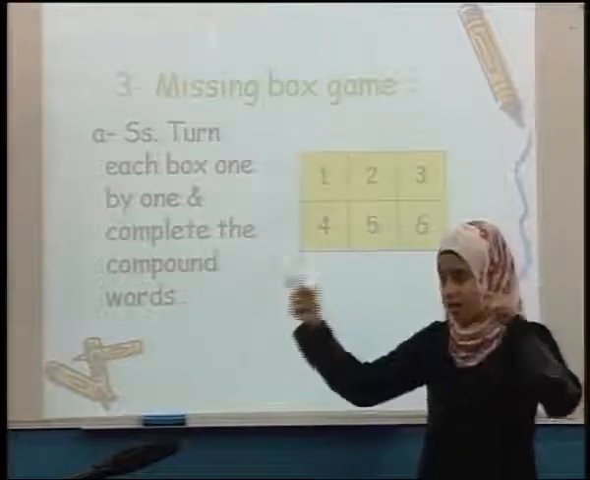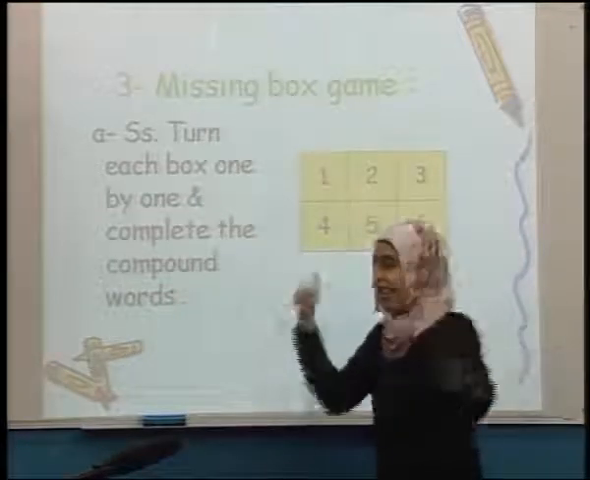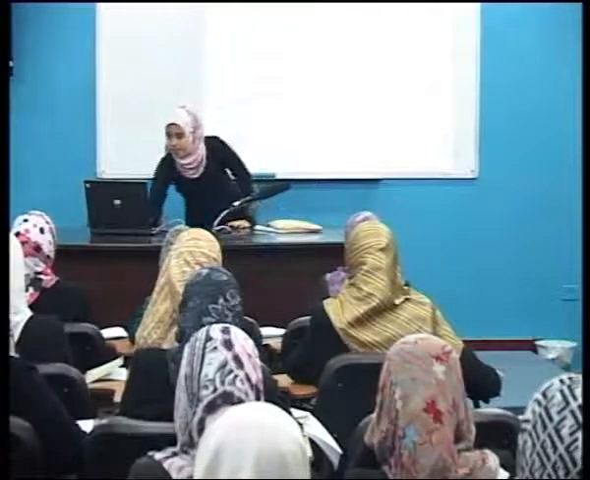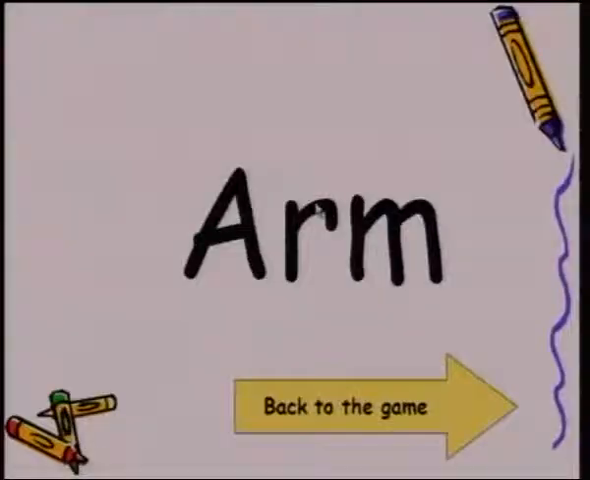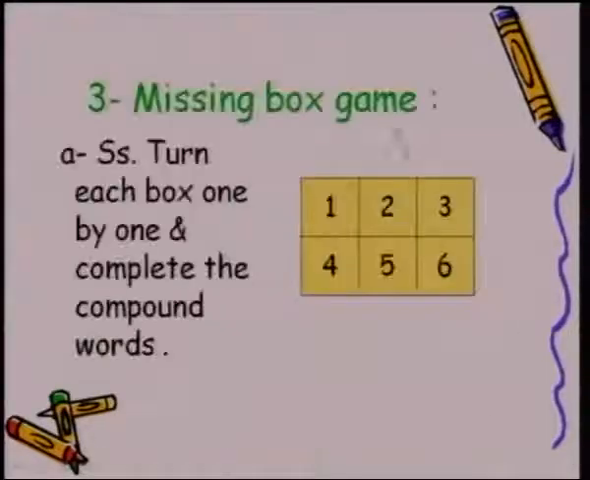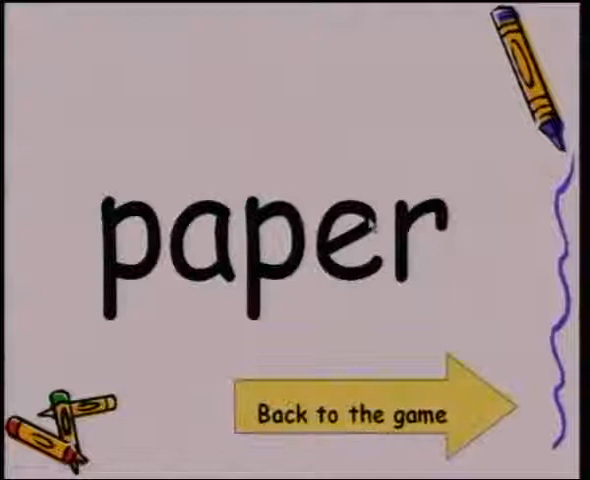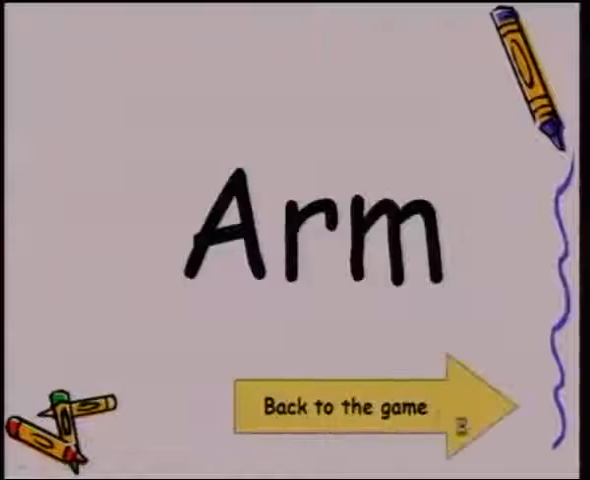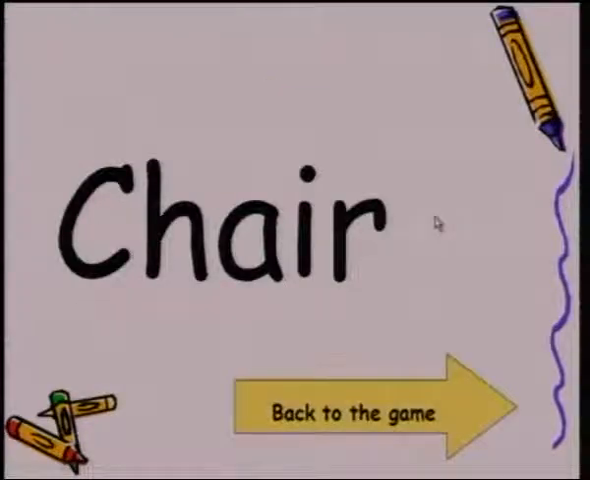Oh, 1 and 3 is flowers. You know it? Yeah, we can use it in school like that. For example, this number 1, it's arm. Number 2, paper. Number 3, chair. Number 1, arm. Number 3, chair. This is a compound word. Armchair. You know it, like that.